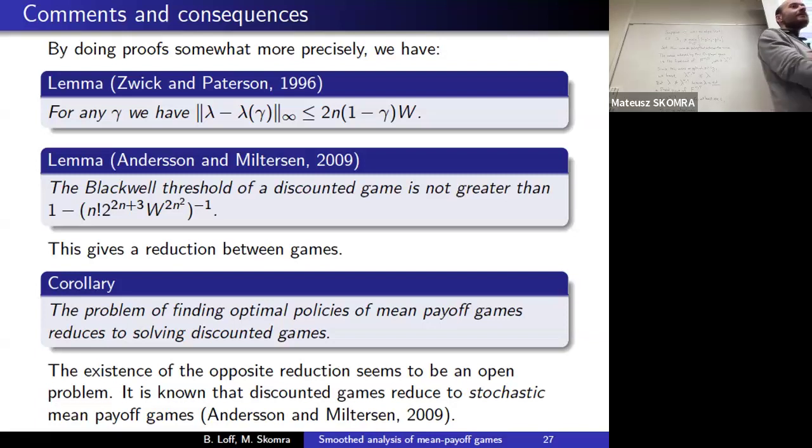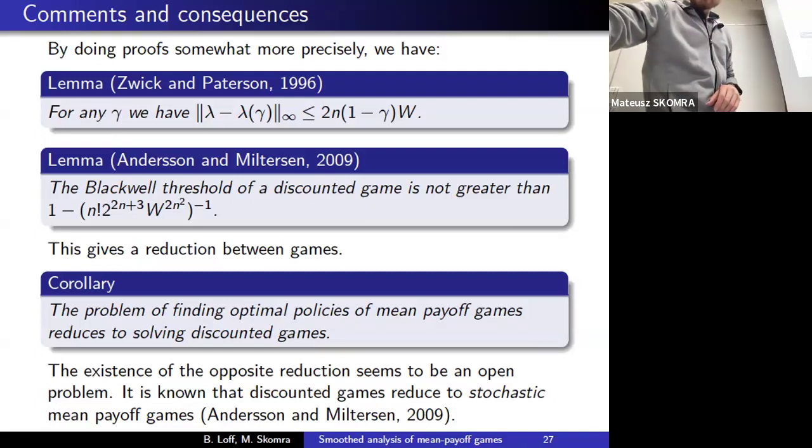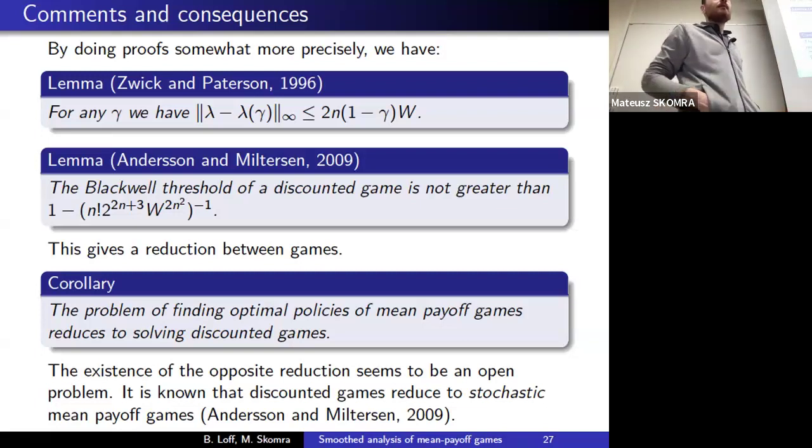But don't you have a reduction that somehow, discounted games with discount factor gamma are something like 1/(1 - gamma) steps of mean payoff games? If we apply F to the n where n is 1/(1 - gamma). Roughly mean.